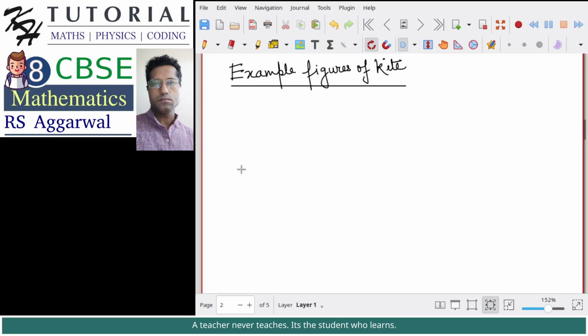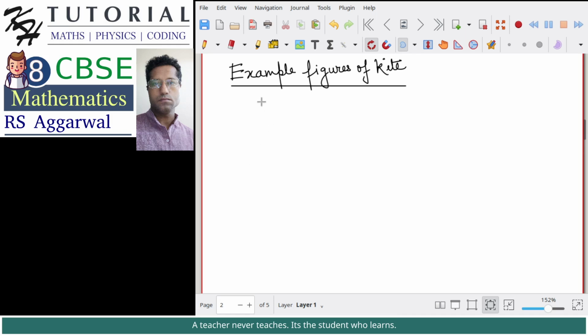Okay, but the important thing to note is that a kite is not a parallelogram. A kite is not a parallelogram. Definitely, if a kite is not a parallelogram, it will never be a rhombus, or a rectangle or a square, and definitely it will also not be a trapezium. So it is purely a quadrilateral having some certain interesting properties. It is in no way a parallelogram.